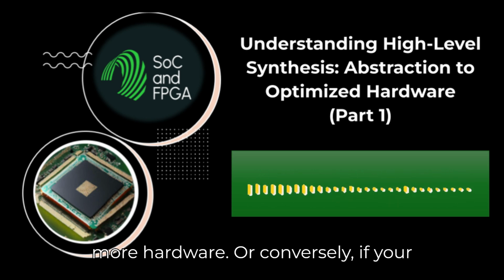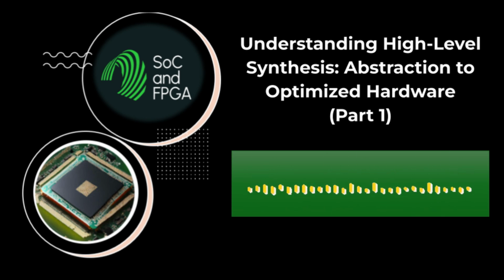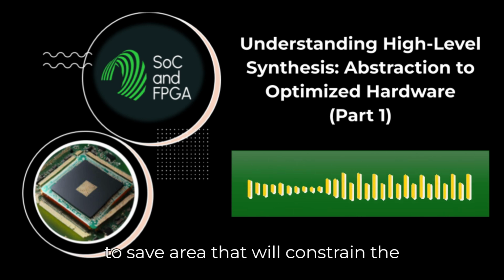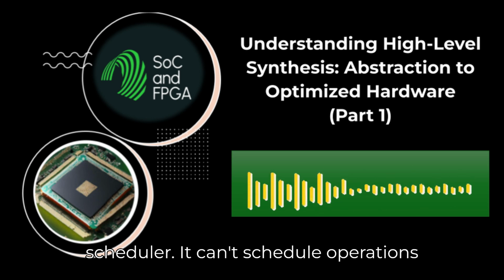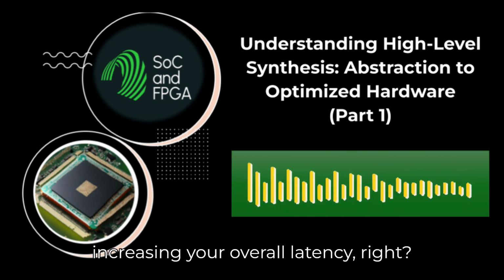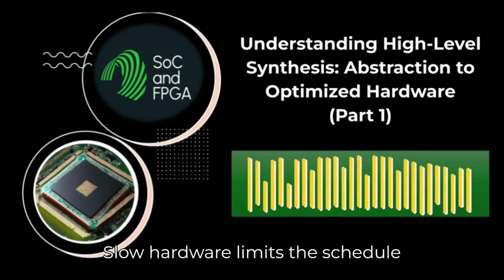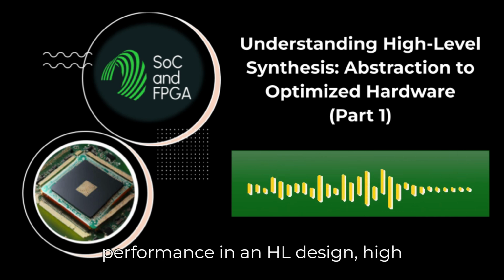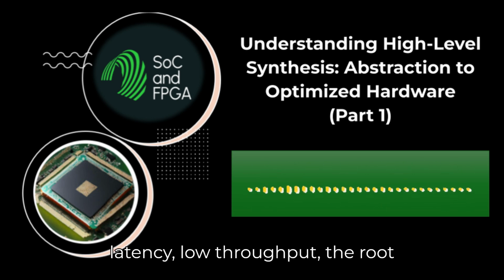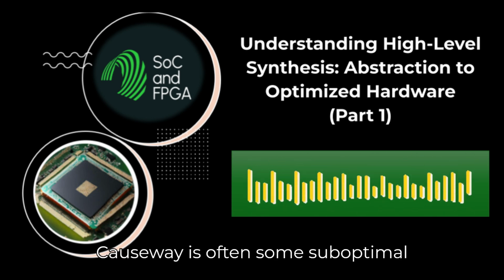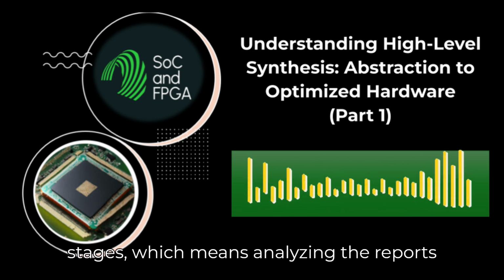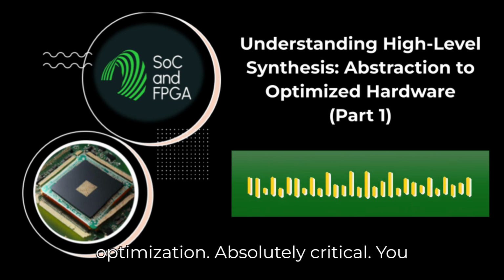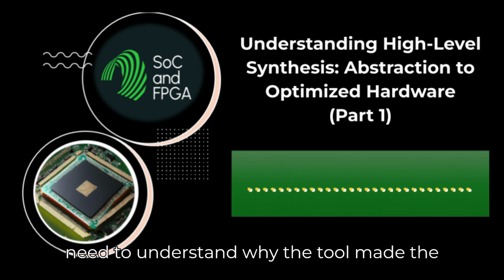Or, conversely, if your allocated functional units are slow, maybe you chose a small, slow multiplier to save area, that will constrain the scheduler. It can't schedule operations any faster than the hardware allows, increasing your overall latency. Right. Slow hardware limits the schedule. Exactly. So often when you see poor performance in an HLS design, high latency, low throughput, the root cause is often some suboptimal decision made during these interconnected stages. Which means analyzing the reports from these stages is critical for optimization. Absolutely critical. You need to understand why the tool made the decisions it did.